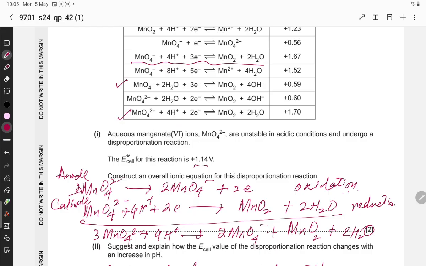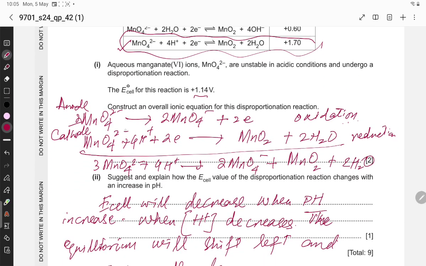We use this equation at the cathode and this equation at the anode. The anode reaction is where oxidation takes place, and at the cathode reduction takes place. So the overall equation is 3MnO4²⁻ plus 4H⁺ to form 2MnO4⁻ plus MnO2.